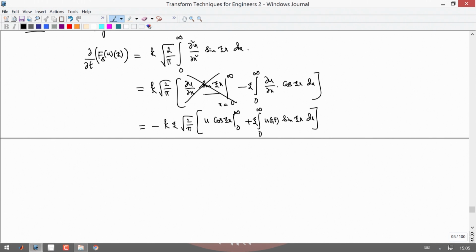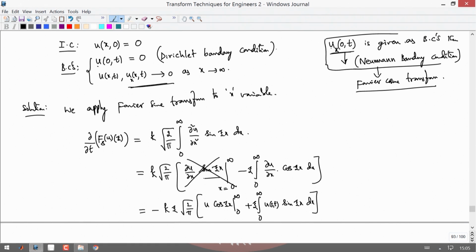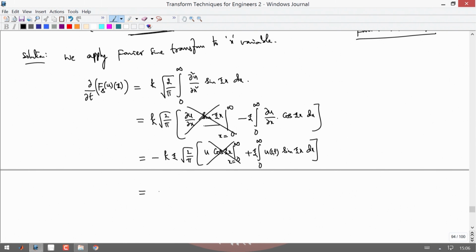So, here now you can use this Dirichlet boundary condition. First of all, u(x,t) as x goes to infinity is 0. When you put x equal to 0, cos(ξx) is 1, and u(0,t), that is the Dirichlet boundary condition, makes it 0 here. So, you end up getting finally minus kappa ξ root 2 by pi, together with this integral, that is simply the Fourier sine transform of u, a function of ξ.